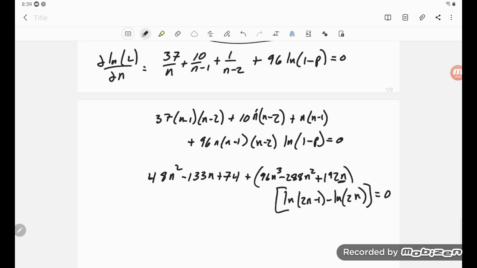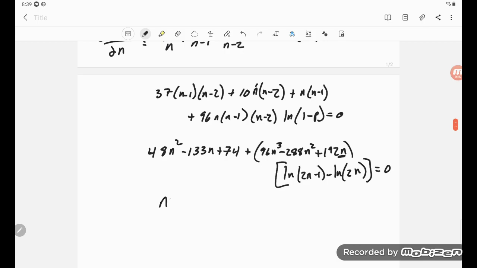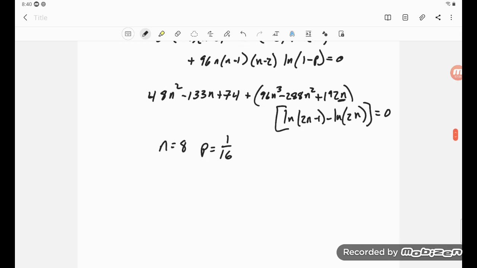But as long as all my simplification and multiplication was okay on taking these derivatives, then it does look like we would use something like n equal 8 and p equal 1 over 16 as our maximum likelihood estimators. And so we would get that, and as you saw, we had the plots there.